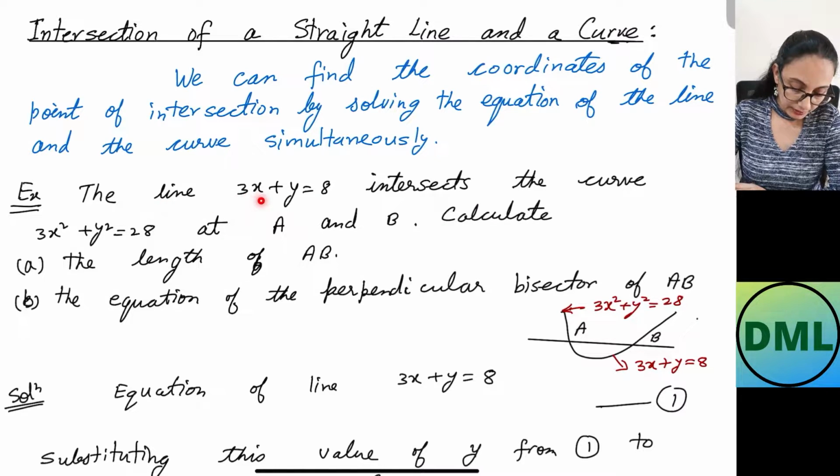The line 3x + y = 8 intersects the curve 3x² + y² = 28 at the points A and B. Calculate the length of AB, and second, the equation of the perpendicular bisector of AB.